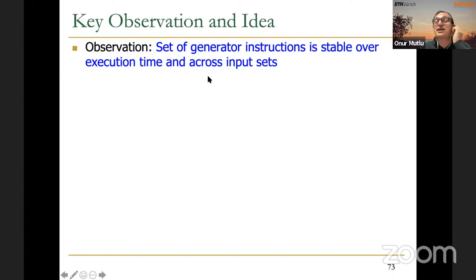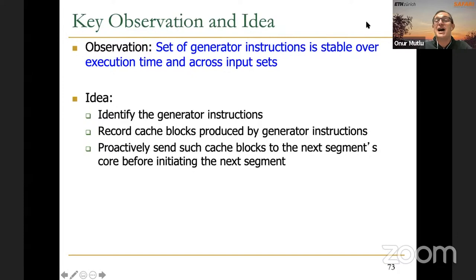input sets. And the idea is to have the compiler identify the generator instructions. This could also be done in hardware, by the way, but we're going to discuss the compiler approach. Hardware can also do it. And then record the cache blocks produced by generator instructions, and then proactively send such cache blocks to the next segment's core or cache before initiating the next segment. So that hopefully, whenever the next segment needs that inter-segment data that's produced by the generator instruction, the data is already there in its cache.